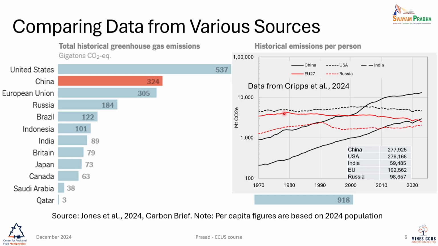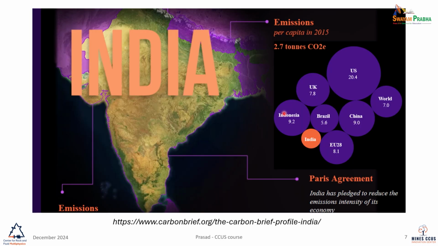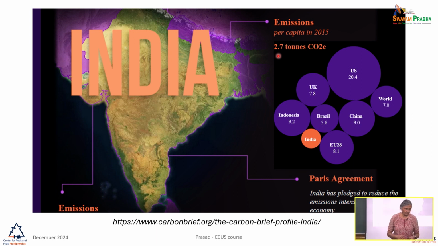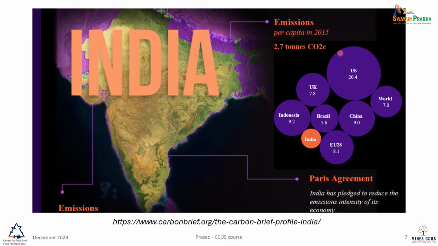Okay, so after that sidetrack, I went back to what I wanted to talk about, and this is the scorecard for India. Here are the emissions. In 2015, per capita emissions were 2.7 tons of carbon dioxide equivalent. And comparatively, this is what it looks like in 2015. It would be interesting to see what it looks like today. But this picture matches what we've been looking at. Here's India. Here's China. Here's the US.